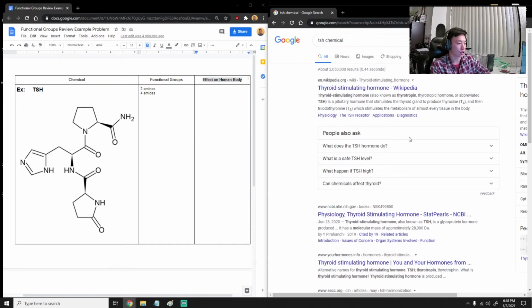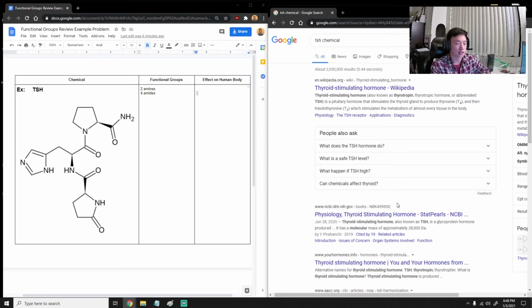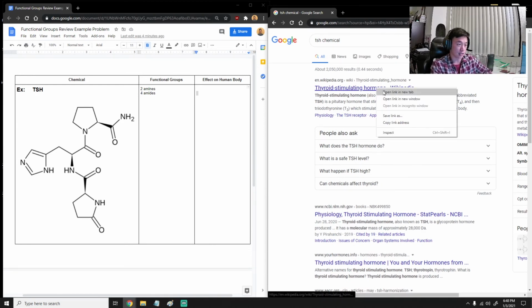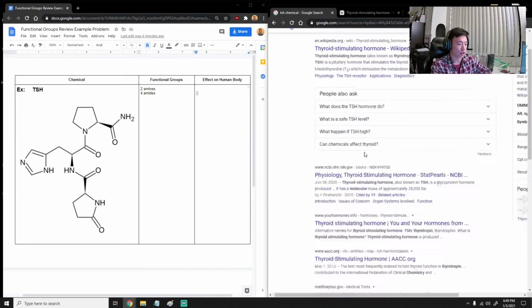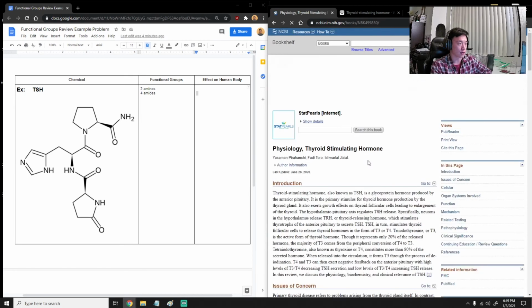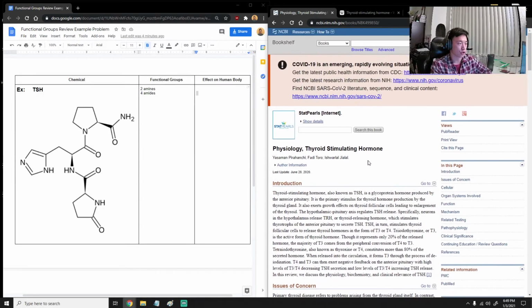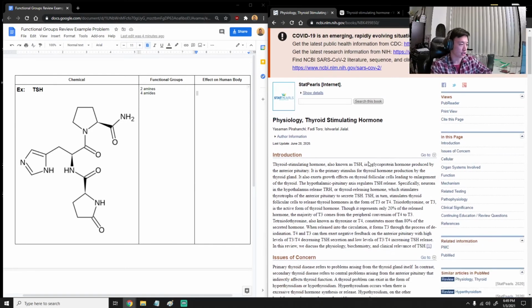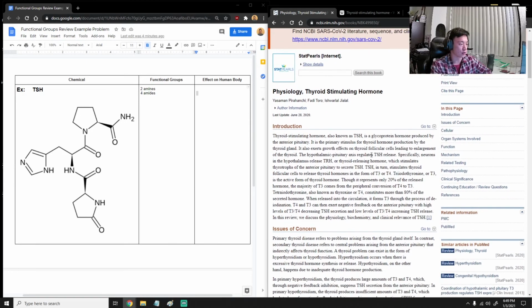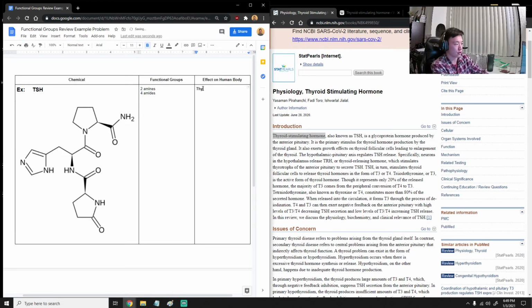Okay, so if we look through our search results, it looks like it's some kind of hormone. So usually Wikipedia is not the end-all be-all, but I do think it is a half-decent source, and it gives you a lot of sources we can look at. So we'll keep that for later. But let's go to this website right here, NCBI. NCBI is a journal that posts research articles and scientific literature, so this is pretty dependable. So TSH, it looks like the name is thyroid stimulating hormone. So I'm just going to write that down right here, thyroid stimulating hormone.